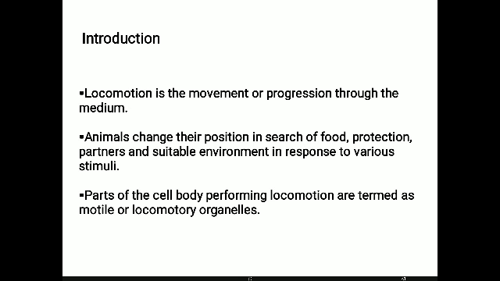Introduction. As all of you know, locomotion is the movement or the progression through the medium. Animals change their position in search of food, protection, or in search of partners and suitable environment in response to various environmental stimuli. The parts of the cell body performing the locomotion are termed as motile or locomotory organelles.